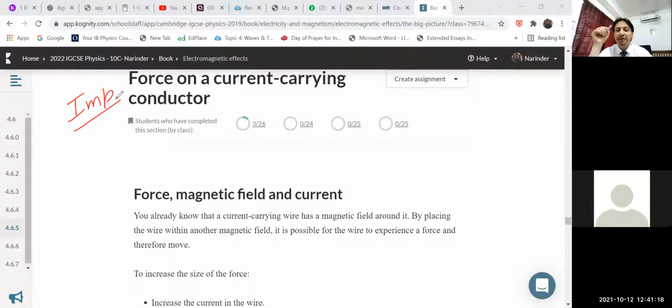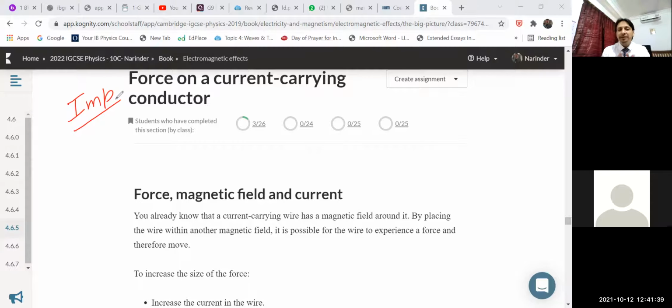Look at the statement, children. Look at the heading of this topic. Force on a current carrying conductor. So this topic is giving us information that I have a conductor, and that conductor is carrying current. It's a current carrying conductor.